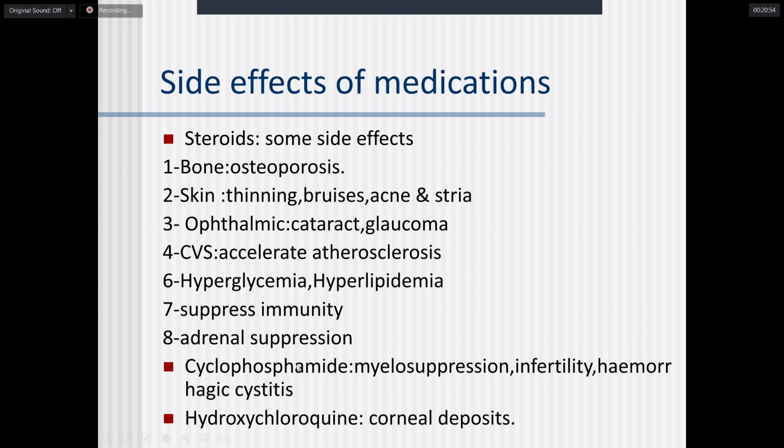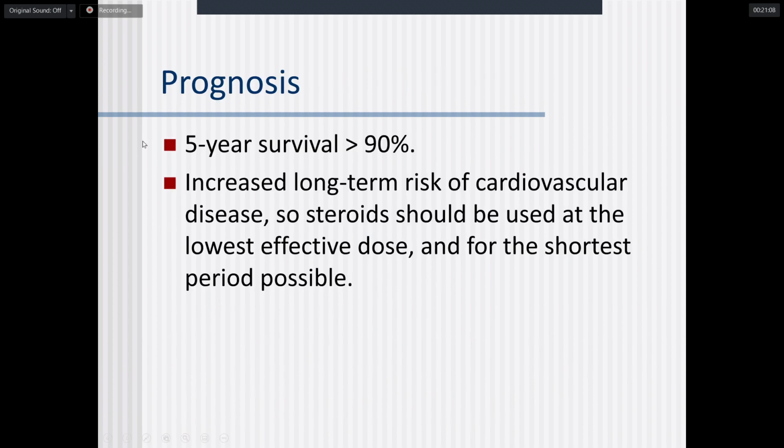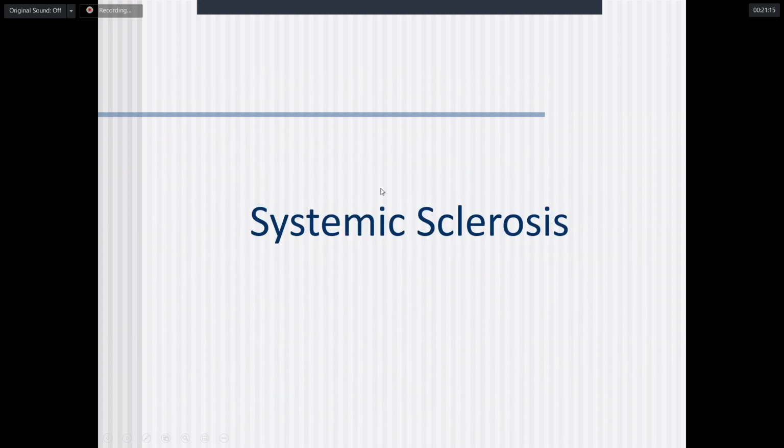So if a patient comes to you, say, on cyclophosphamide, and develops hematuria, what is the culprit? That he's on cyclophosphamide. Hydroxychloroquine causes corneal deposits. Prognosis: 5-year survival more than 90%, increased long-term risk of cardiovascular disease.